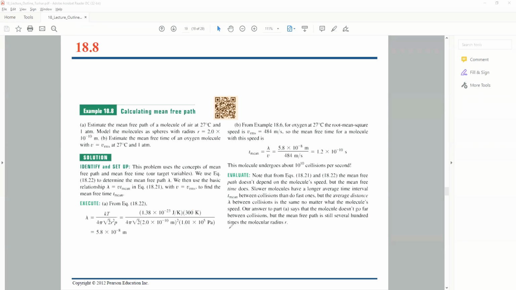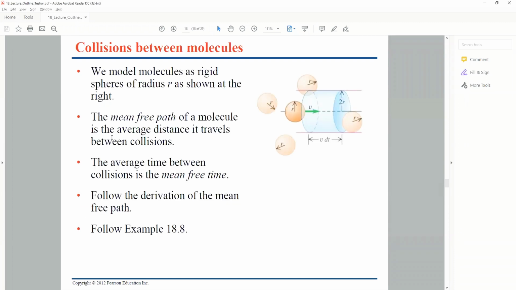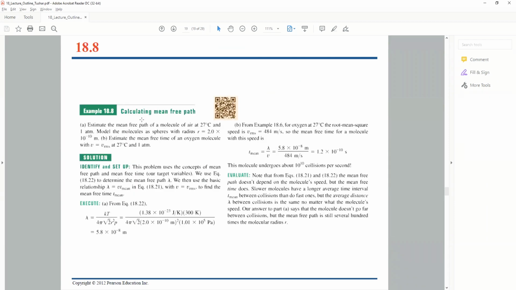So what does that mean? That is the measurement of the mean free path. The molecule's mean free path is the average distance it travels between collisions. So when certain molecules of oxygen, for example in air, collide, the distance they travel after a collision is 5.8 times 10 raised to negative 8 meter, before the next collision.